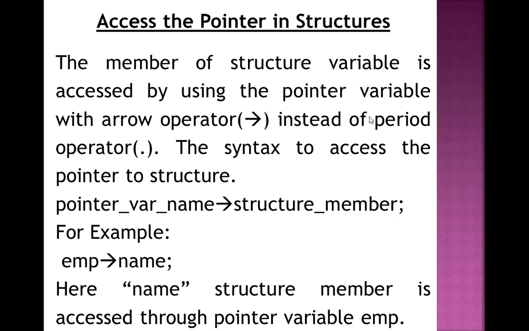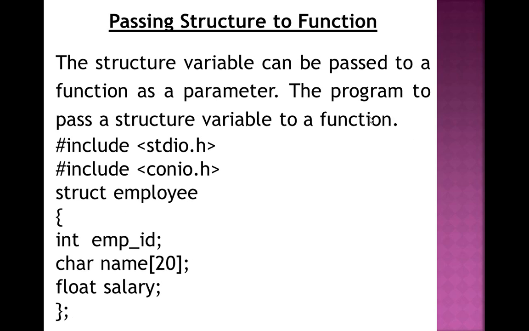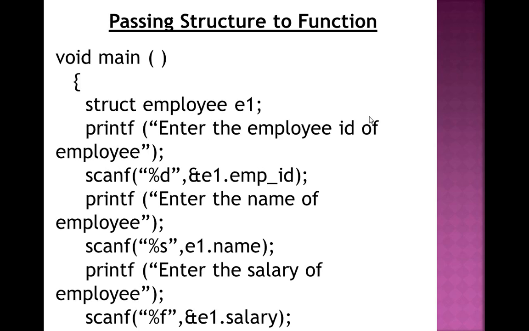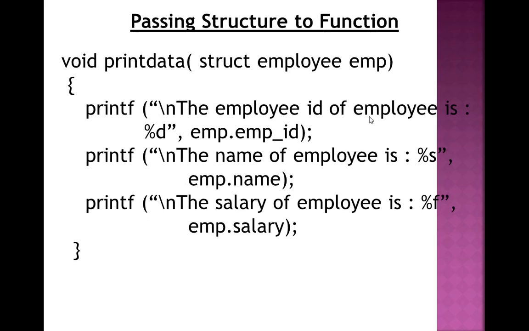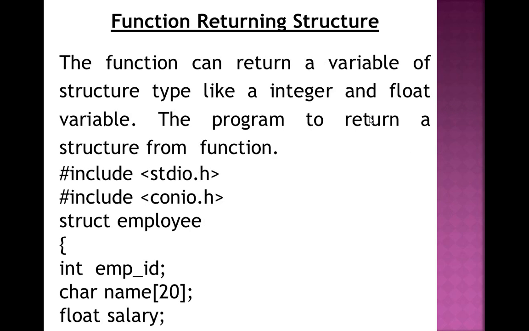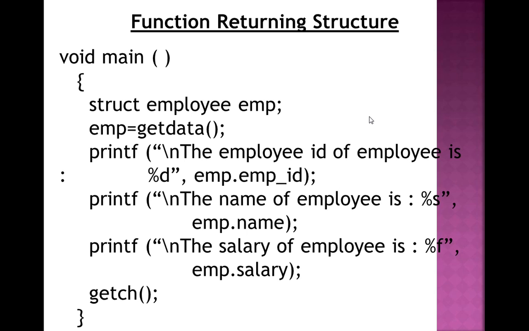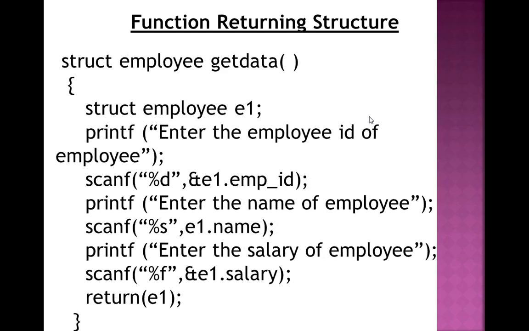Next we also covered how we can use pointers within the structure, or pointers and structures, and how we can access the pointer elements in the structure by using the arrow operator. Then we also covered how we can pass the structure to a function. This is how we can pass the structure to a function, and how we can return the structure as a function's output.